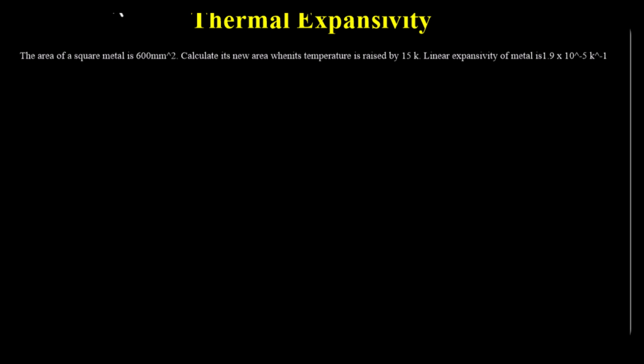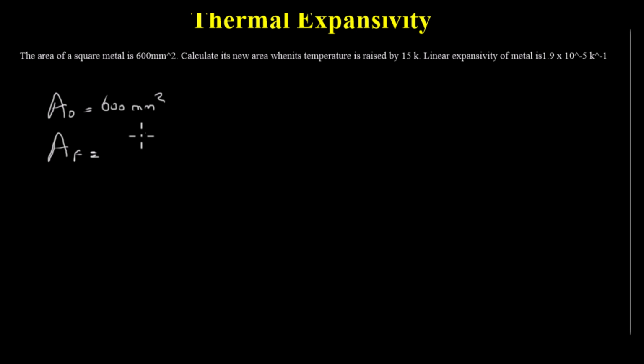All right, so this question basically deals with the relationship between linear and areal expansivity. So how do we solve questions like this? First of all, we start with writing what we know. The original area of my square metal before we apply heat to it is given as 600 millimeters squared. Now we have to calculate the new area, that is the final area, not just the change in area, but the final area.